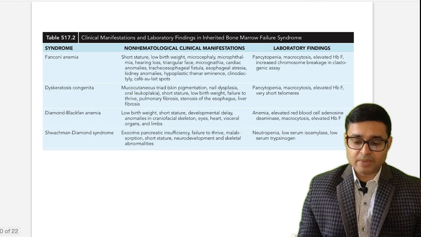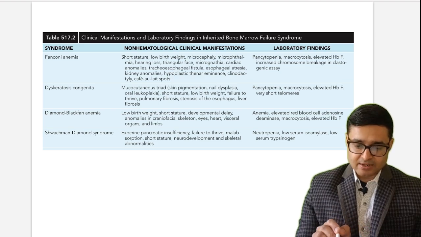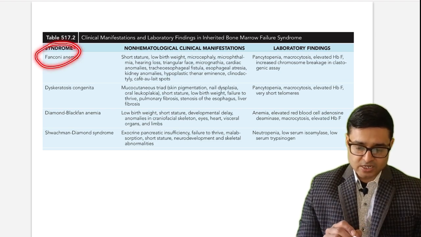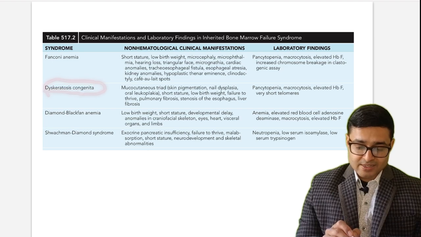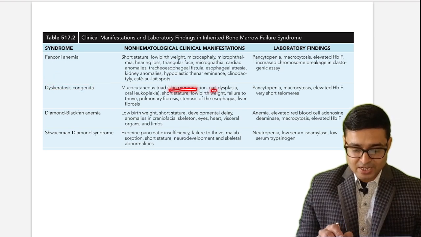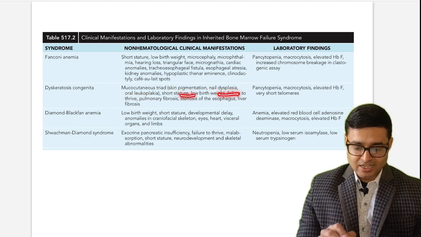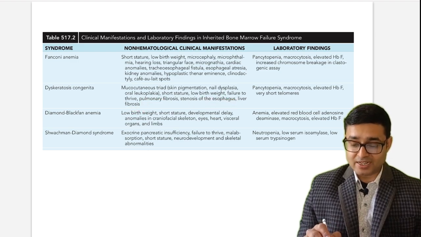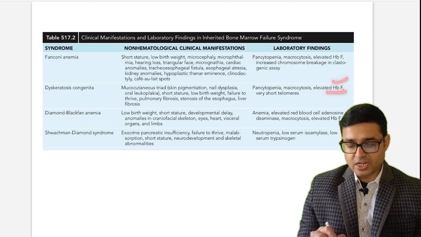Okay, so clinical manifestations. This is an easy slide. As we discussed earlier, Fanconi anemia has short stature and hypoplasia. We'll go directly to dyskeratosis congenita. What is the triad? The triad has been asked: skin pigmentation, nail dysplasia, oral leukoplakia. Other features: short stature, low birth weight, pulmonary fibrosis, stenosis of the esophagus, and liver fibrosis. Laboratory findings: pancytopenia, macrocytosis, HbF, and very short telomeres.